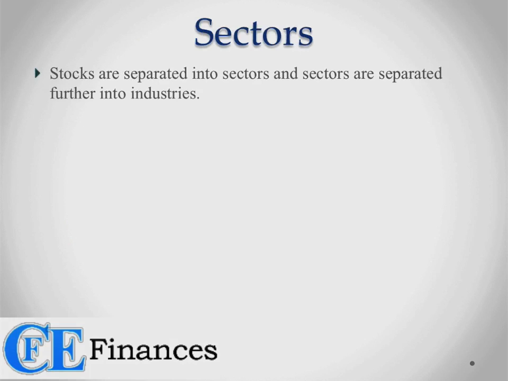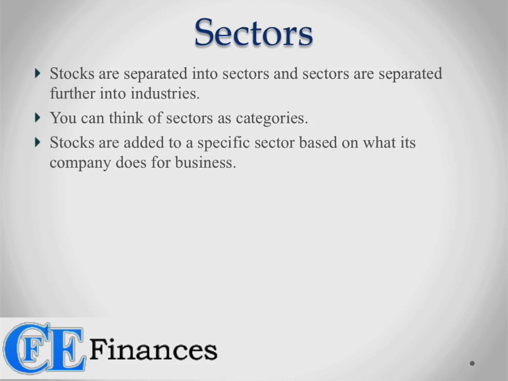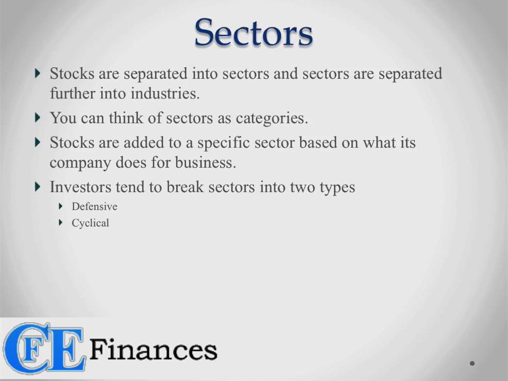Stocks are separated into sectors, and sectors are separated further into industries. First, we will cover sectors, and you can think of sectors as categories. Stocks are added to a specific sector based on what its company does for business. Investors tend to break sectors into two types: defensive sectors and cyclical sectors.